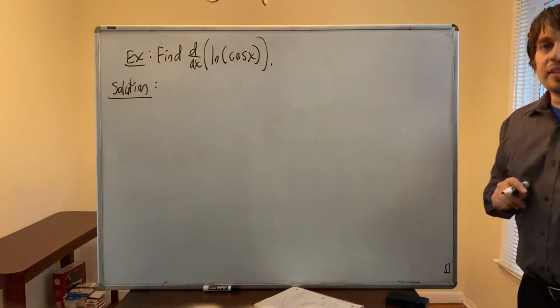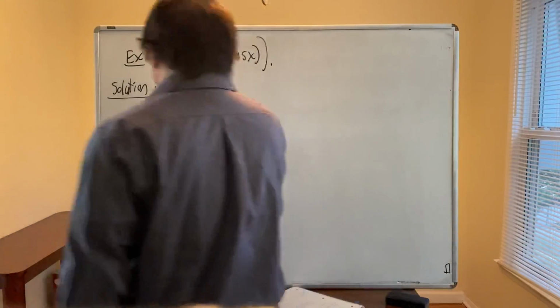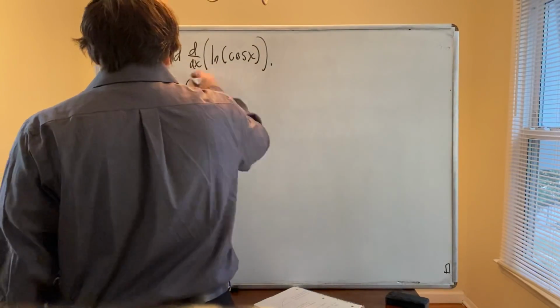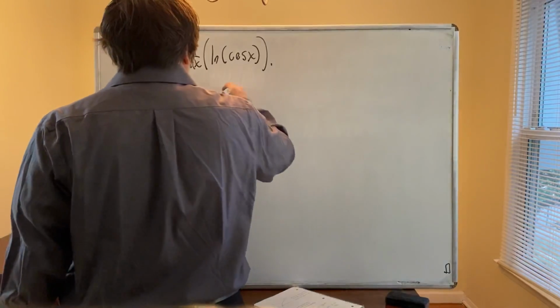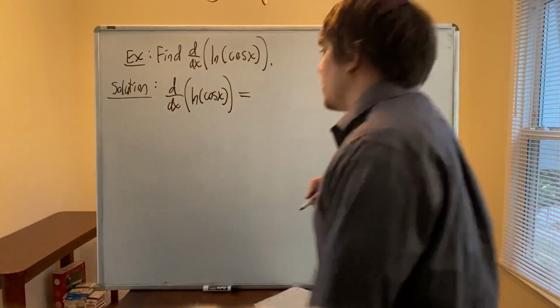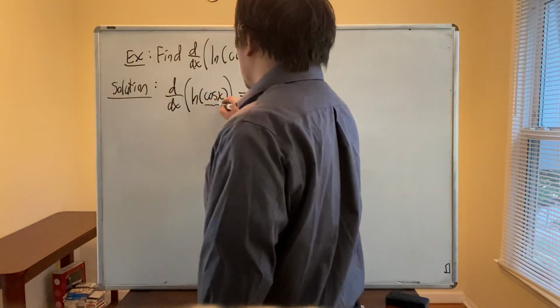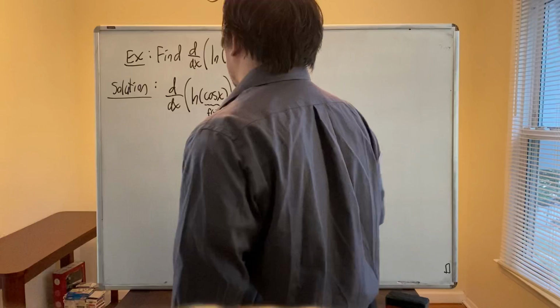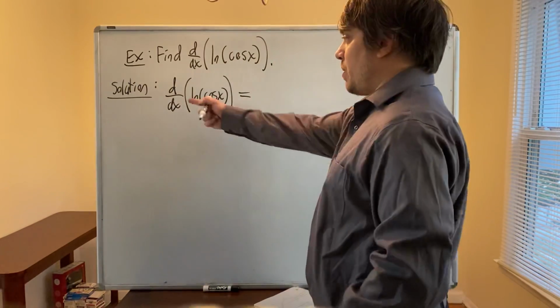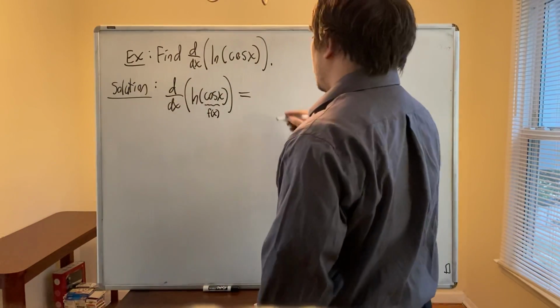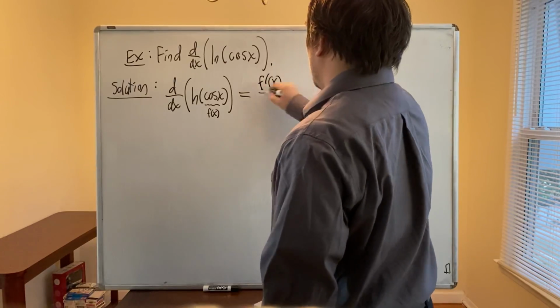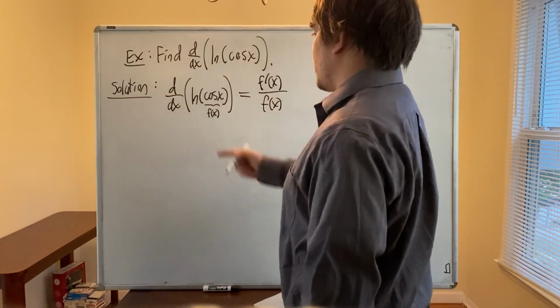Solution. Find d/dx of ln of cosine x. Okay, so d/dx of ln of cosine x is, well, by my formula, let's call cosine x f of x. By my formula, d/dx of ln of cosine x is just f prime of x over f of x, where f of x is cosine x.